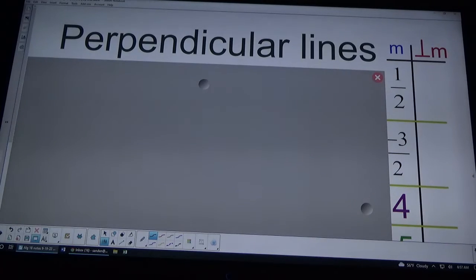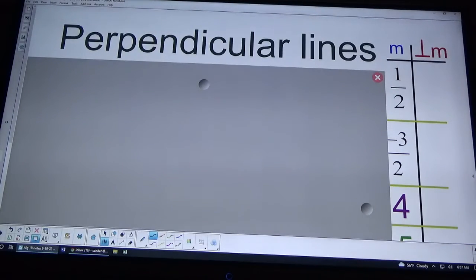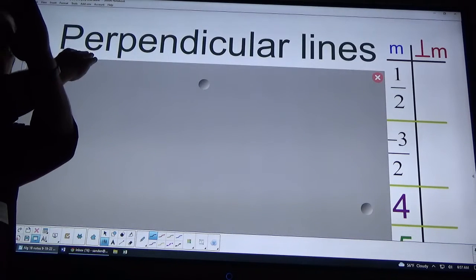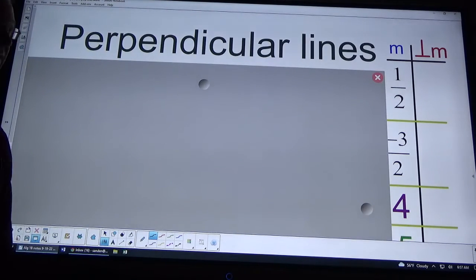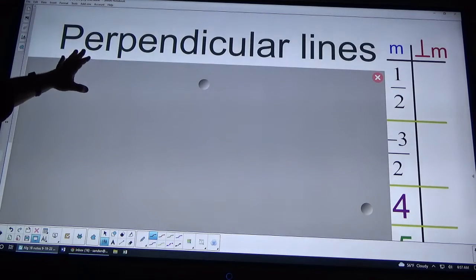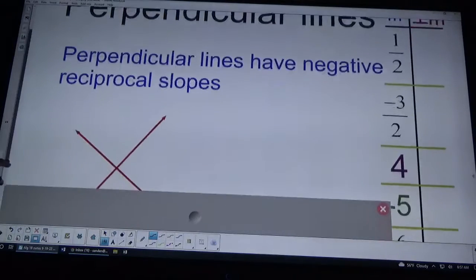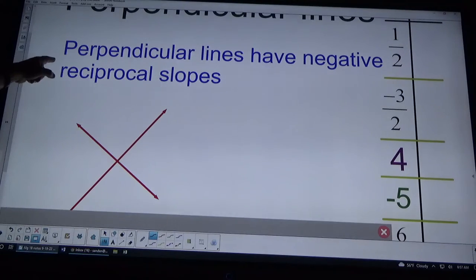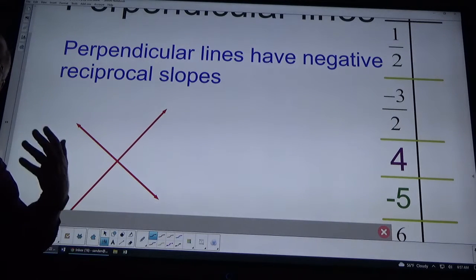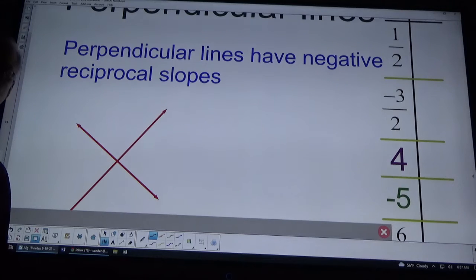Let's take a look at perpendicular lines. Now, perpendicular lines are two lines that cross. They make 90-degree angles. But the most important part for us this time is, here's an example of perpendicular lines here. Perpendicular lines have negative reciprocal slopes, or opposite sign reciprocal slopes, where you flip over the fraction.